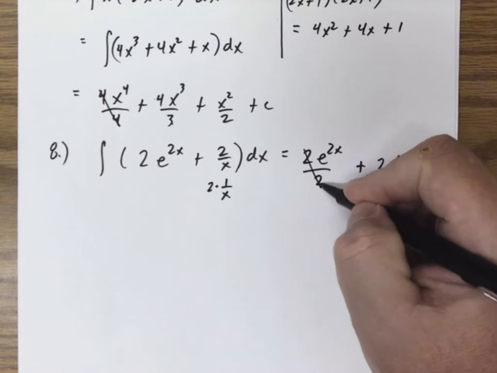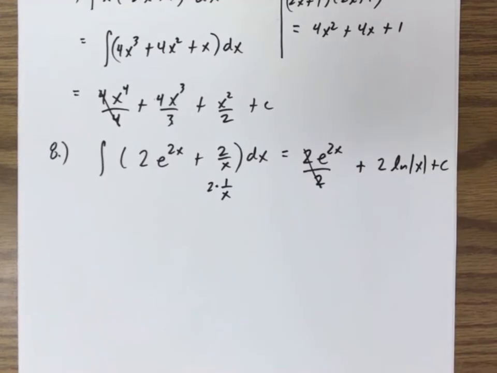Actually, obviously cancel those, sorry. So yeah, e to the 2x plus 2 natural log absolute value of x plus c. All right.